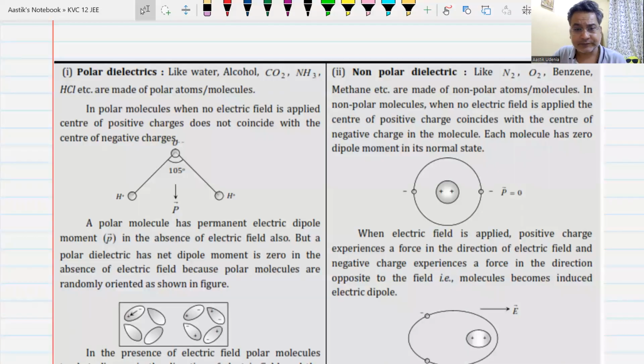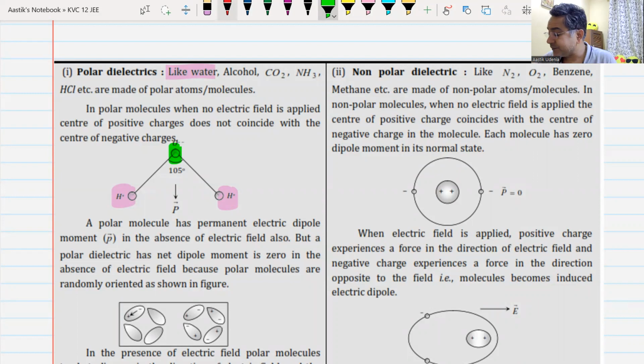Now, you can see this. Again, I'm putting everything in tabular form. First, listen to me, and then I will give you time to write. Polar dielectrics are molecules like water and alcohol. You don't have to write anything, just understand the concept. You can see that the center of positive charge and the center of negative charge are not coinciding. Pink ones are the positive charges, green ones are the negative charges, and the centers are not coinciding.